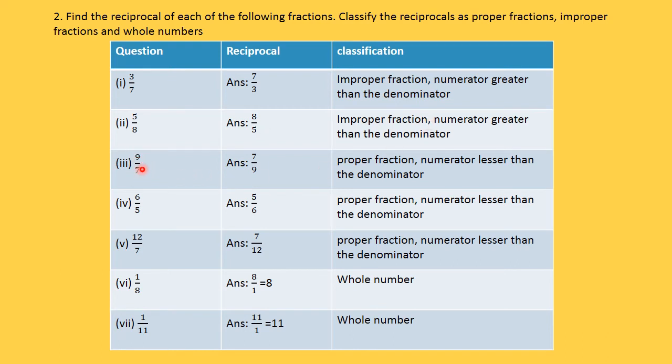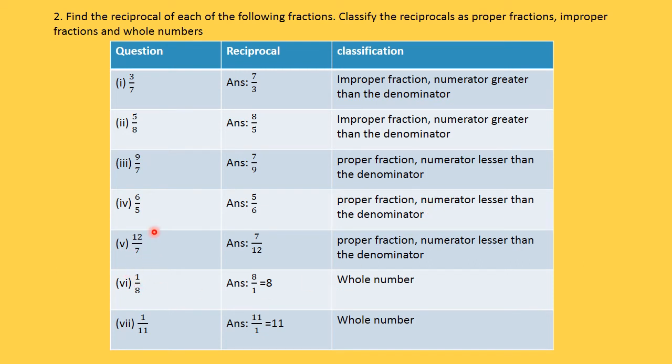9 upon 7. What is its reciprocal? Just reverse them. 7 upon 9. Reversing 9 upon 7 is 7 upon 9. Then numerator is 7, denominator is 9. So numerator is less than the denominator, so it is a proper fraction. Next we have 6 upon 5. What is its reciprocal? Just reverse numerator and denominator. It becomes 5 upon 6. Numerator is less than the denominator, so it becomes a proper fraction.